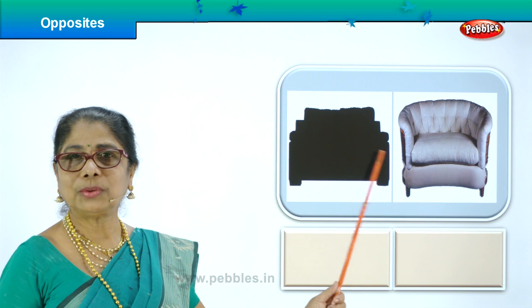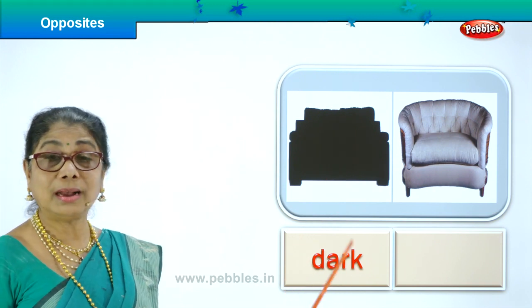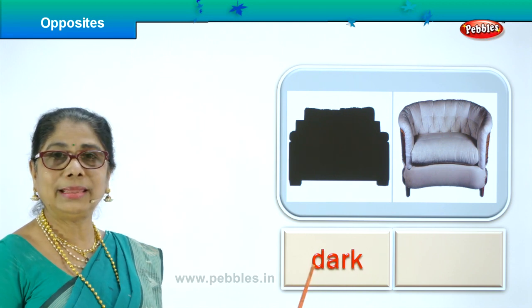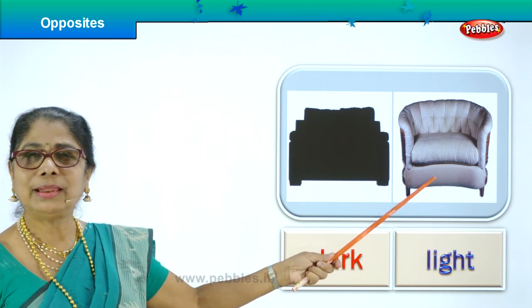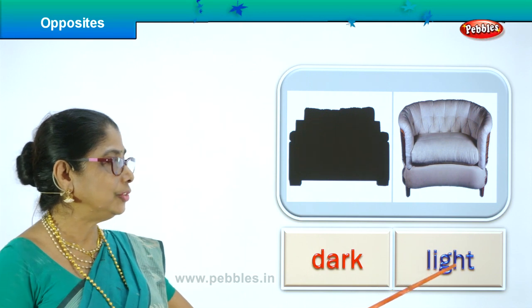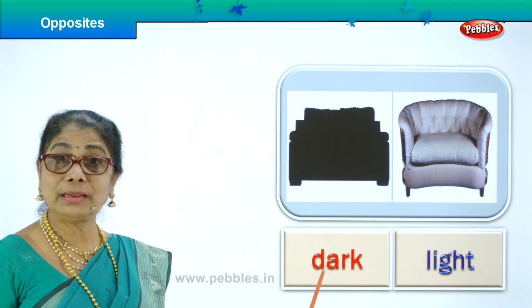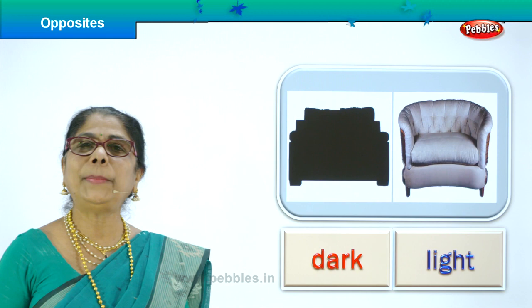See what we have here. We have two sofas here. One is dark colored, another one is light colored. Dark. This sofa is dark. They have used dark cloth for it. D-A-R-K, dark colored cloth. But here they have used light color, soft, light grey. So L-I-G-H-T, light shade. Dark shade, light shade. Dark, light. Good. Let's go to a new picture.